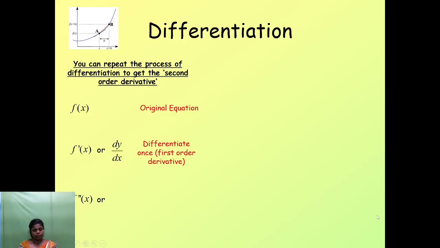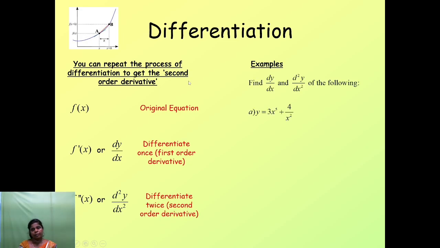Next, f of x is the original function, then f dash of x is the first derivative, then f double dash of x is the second derivative of the function. Now we find the first derivative and second derivative of the following. d square y by dx square is the second derivative of the function y, and dy by dx is the first derivative, denoted by f dash of x and f double dash of x also. So y equal to 3 x power 5 plus 4 divided by x square. So f of x is equal to 3 x power 5 plus 4 divided by x square.